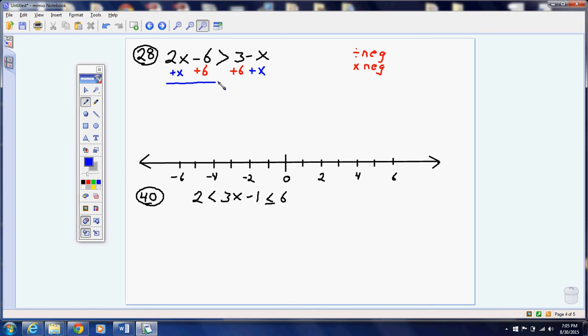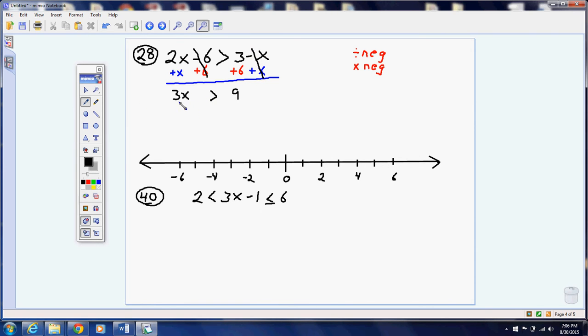Let's see what we end up with. 2x plus x is 3x. Negative 6 plus 6, that cancels out. That's why we did it. It is greater than 3 plus 6, which is 9. Negative x plus x, well, that cancels out. That's why we did that.